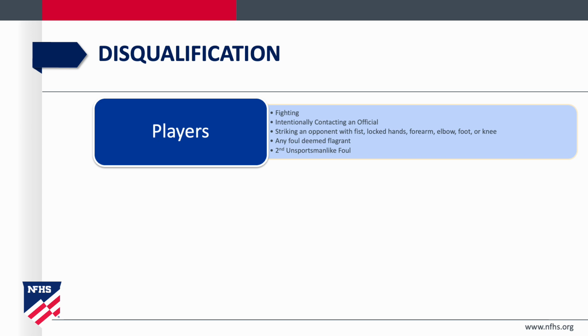Finally, a player who receives a second unsportsmanlike conduct penalty is disqualified. We need to make sure that if we have an unsportsmanlike conduct penalty, that we get the number of the player.